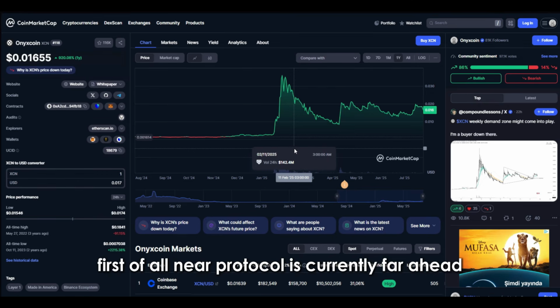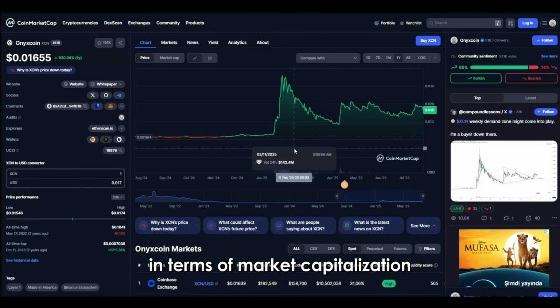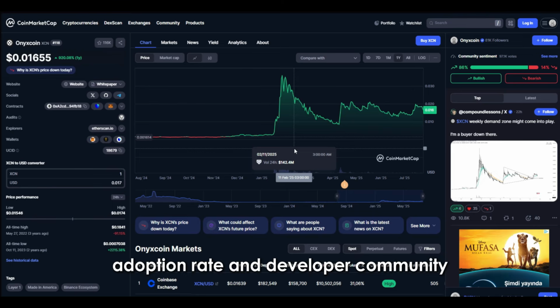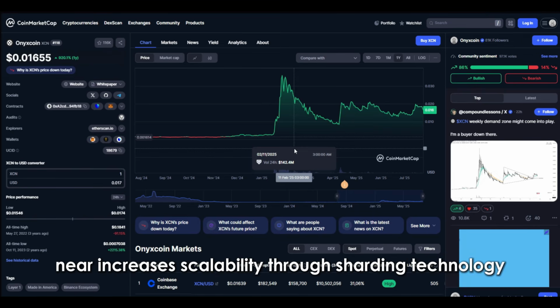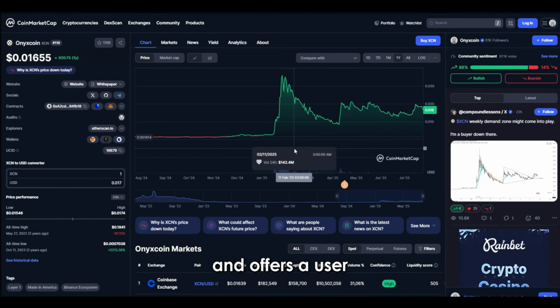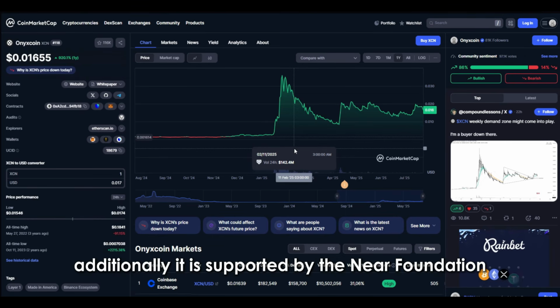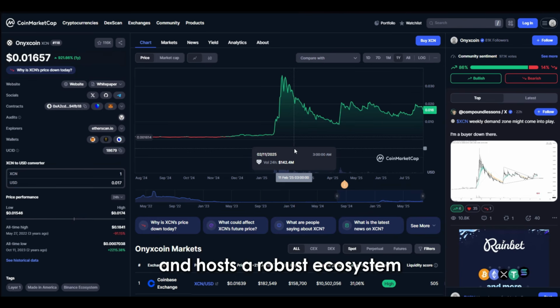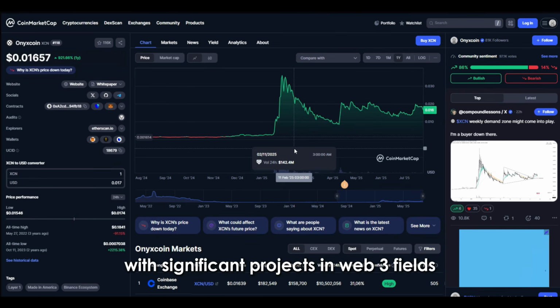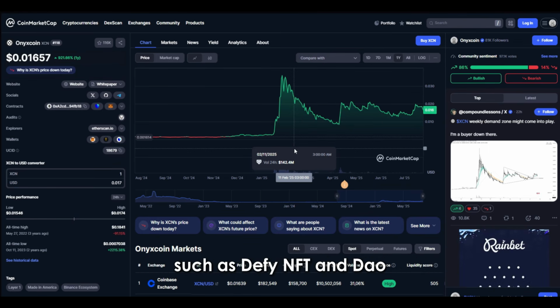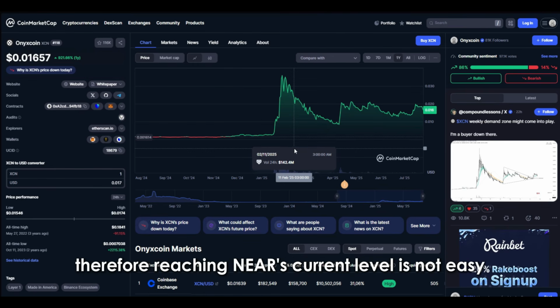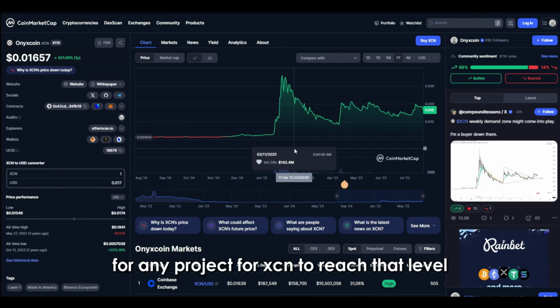First of all, NEAR protocol is currently far ahead in terms of market capitalization, adoption rate, and developer community. NEAR increases scalability through sharding technology and offers a user-friendly interface and developer experience. Additionally, it is supported by the NEAR Foundation and hosts a robust ecosystem with significant projects in Web3 fields such as DeFi, NFT, and DAO. Therefore, reaching NEAR's current level is not easy for any project.